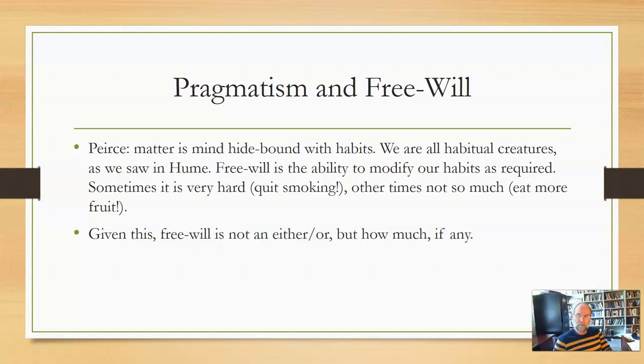Charles Peirce made this very quirky statement that matter is mind hidebound with habits. Notice that as animals evolved, we evolved from lower-grade matter. However, if matter didn't have some degree of novelty involved with it, we never could have come out of that. The higher the organism you get, the less hidebound with habits you become, but nonetheless, we're all habitual creatures. But we can work to change our habits in ways that matter can't. Remember again in Hume, we're all habitual creatures. Remember custom? Free will consists of the ability to modify habits as needed or required.